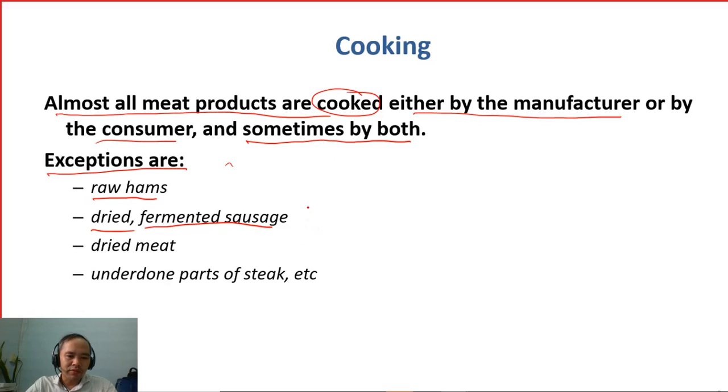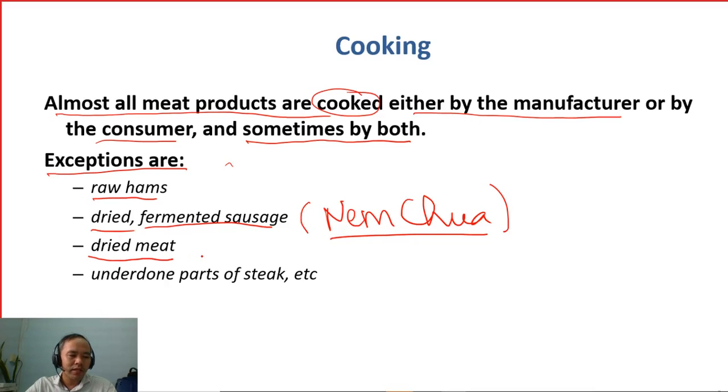For example, in Vietnam we have a very well-known traditional meat product. We call it nem chua. This product is made by lactic acid fermentation. After a number of days, it is ready to eat without the need of cooking. And also dry meat products are normally processed without cooking and then we can eat.